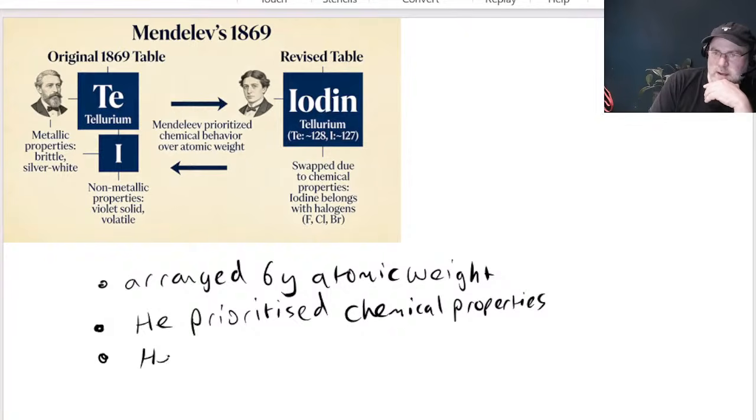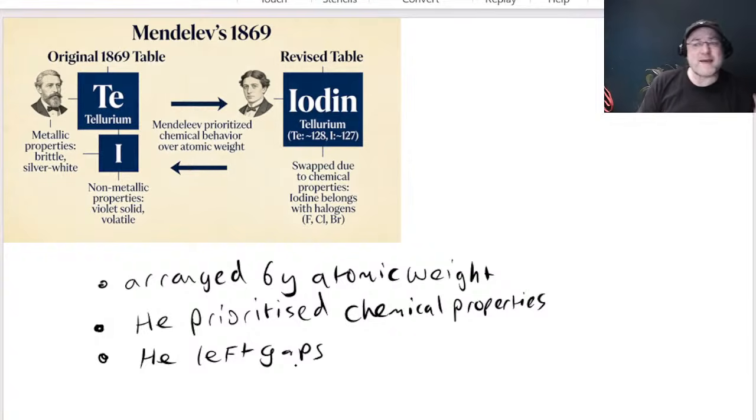Why did he leave the gaps? He left the gaps and he said, look, I reckon we will discover an element in the future that will fit there. And later on, scientists discovered elements that fit there. And so that worked. Right, so arranged by atomic weight, prioritized chemical properties, and he left gaps.